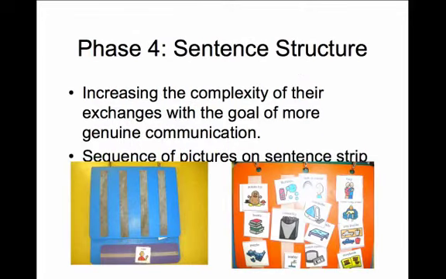Phase 4 is building sentence structure. In this phase, the child will place an I want symbol and one of the pictures on a sentence strip and give the whole strip to a communicative partner to make a request.